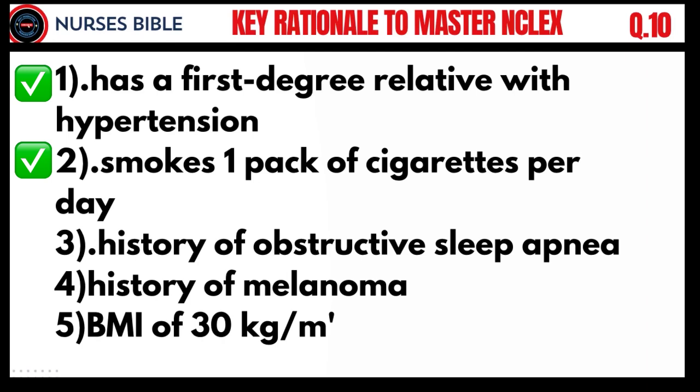Option 3, having a history of obstructive sleep apnea. This is also a correct answer. It's going to increase our risk for hypertension. If our obstructive sleep apnea is treated properly, that's definitely going to help. So using things like a CPAP at night and whatnot, that'll definitely help us out, but it is still a risk factor. Option 4, a history of melanoma.